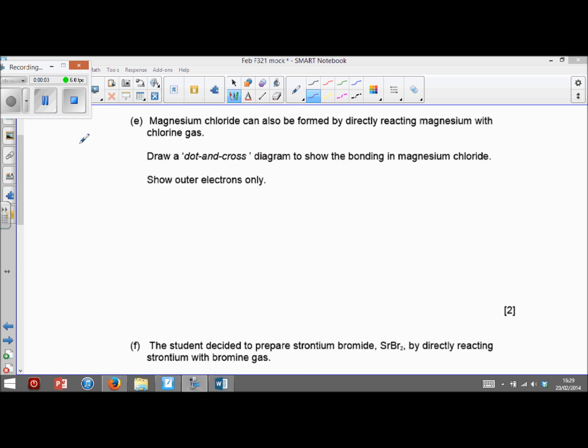So question 2, part E. Magnesium chloride can also be formed by directly reacting magnesium with chlorine gas. Draw a dot and cross diagram to show the bonding in magnesium chloride. Show the outer shell electrons only.